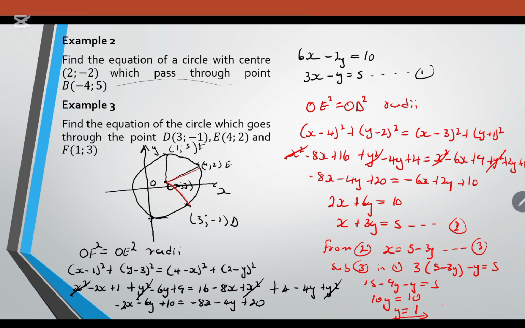And therefore, I can take this and substitute in equation number 3. So x is equal to 5 minus 3 times 1. That is 5 minus 3, which is 2. So the coordinate of the center point, the coordinate of O, is 2 and 1. Those are the coordinates of the central point of the circle. This only happens when we do not have the central point. We are only given 3 points through which the circle is passing. Let's look at the next problem.